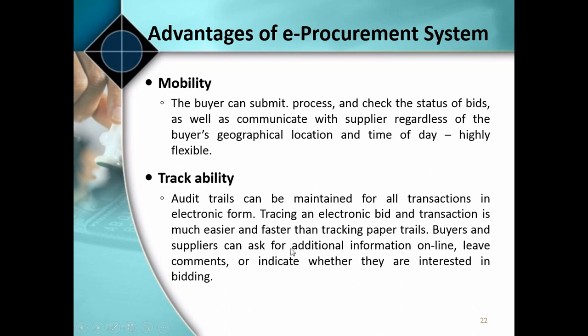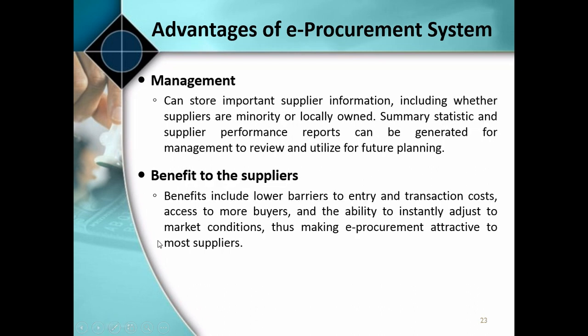Okay, so buyer and supplier can ask for additional information online, leave comments or indicate whether they are interested in bidding. Kat sini lah juga buyer ni, kita ni boleh tanya supplier apa-apa information je lah, nak leave a comment ke, nak tanya dia interested untuk bidding ke tak. Okay, so next, advantage number 7, management.